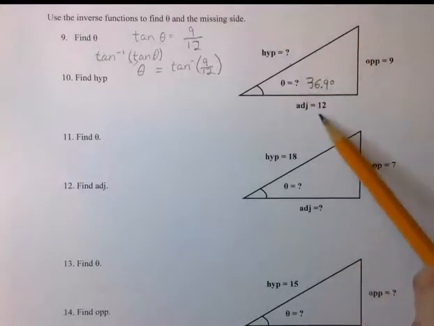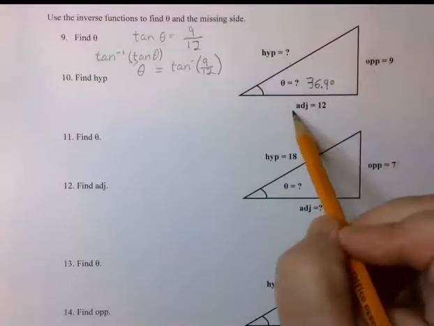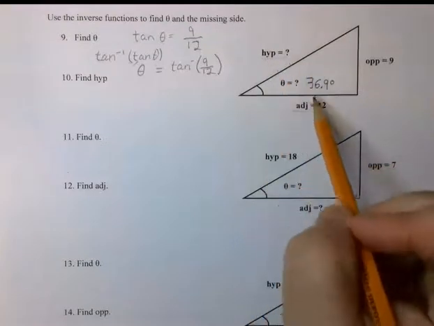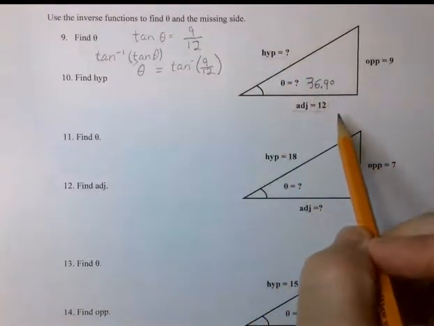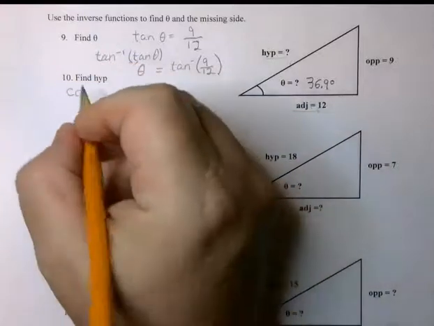All right. Now we want to get the hypotenuse. So we can use either sine or cosine here. I'll go ahead and use the cosine. So it's adjacent over hypotenuse is equal to the cosine of 36.9. So this is really just like doing the problems on the previous page.